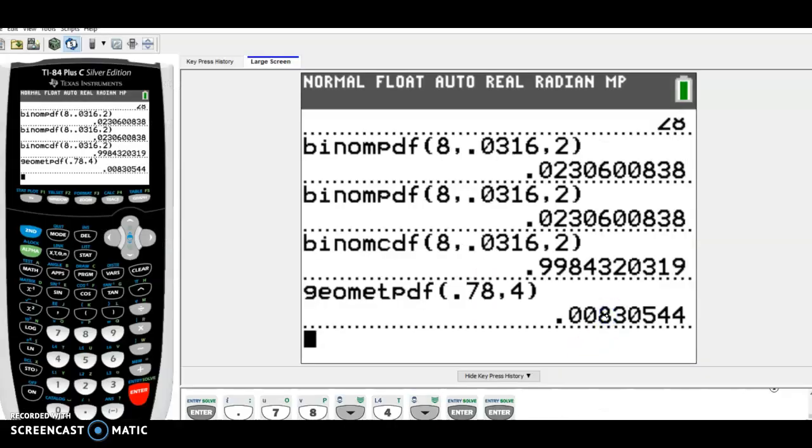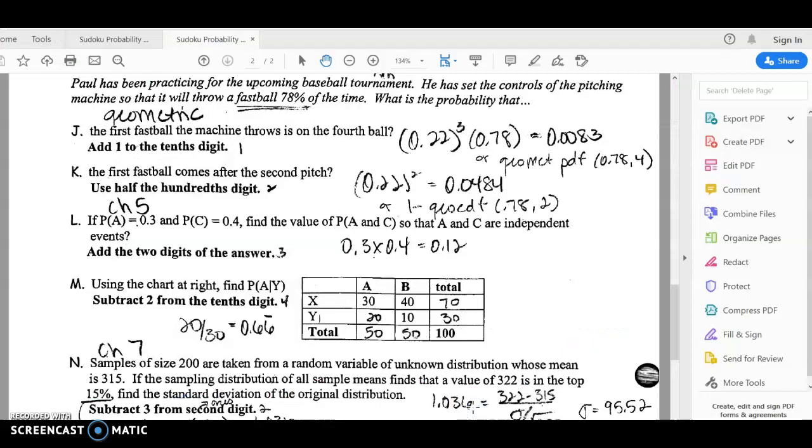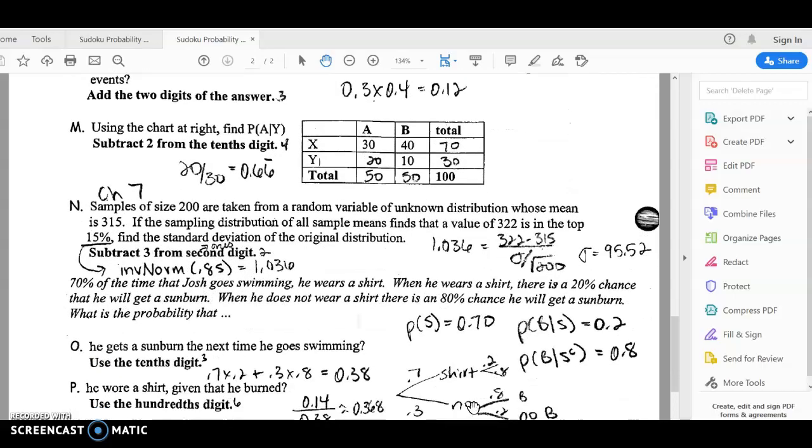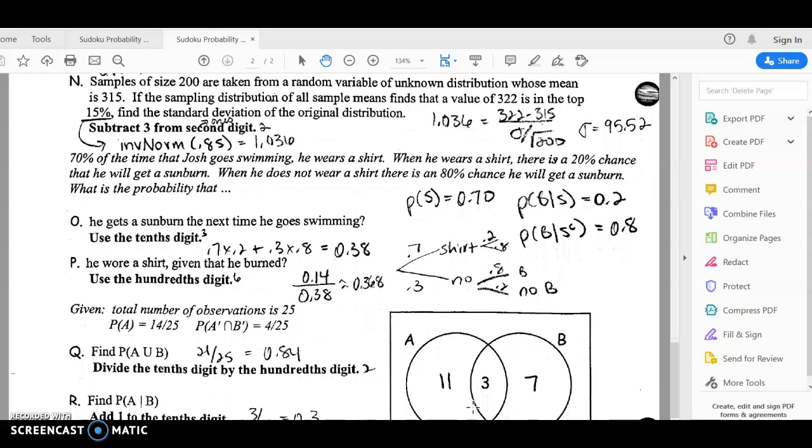The last calculator piece, excuse that flip, we just had a little bit of multiplication in these next 2, would be inverse norm. This was a tremendously valuable one. This was the one where we would have to work backwards in the calculator instead. So the top 15% is actually the 85th percentile. And so inverse norm will work backwards and either give you the z-score or the value in the context of the problem. So for N, I found the z-score that corresponds to the top 15%.